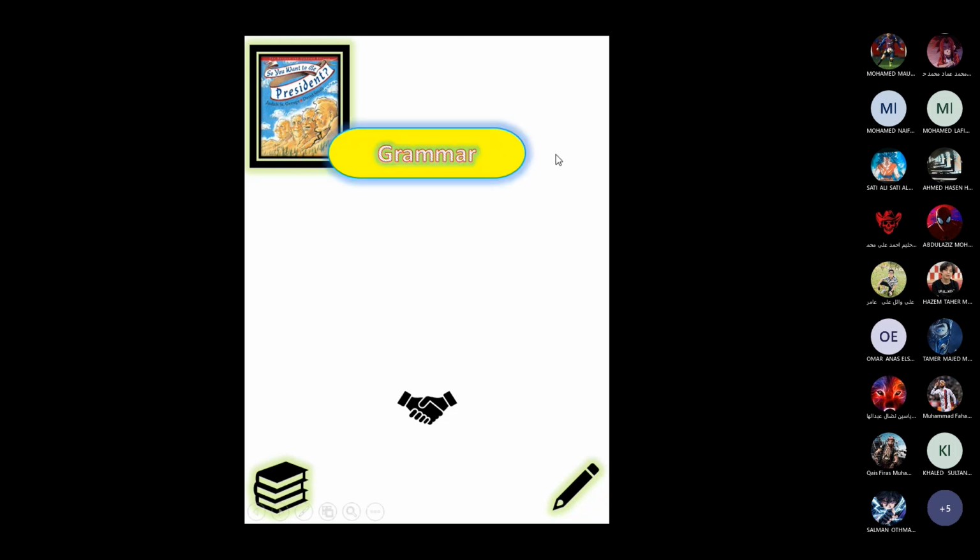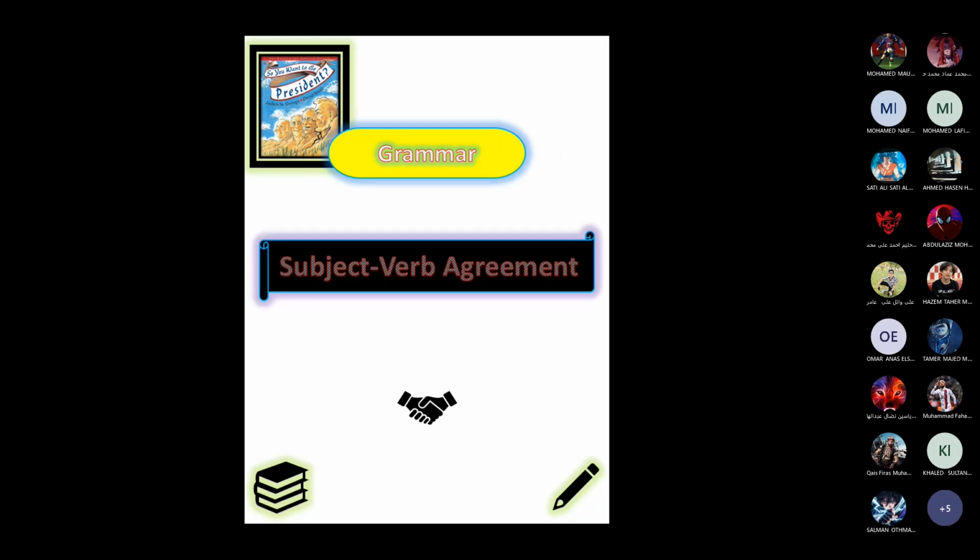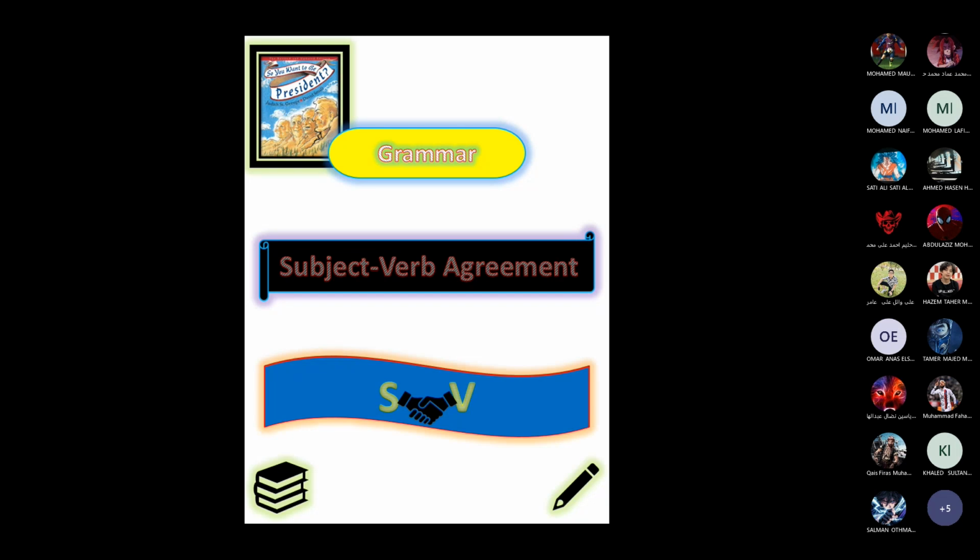And the part of today is about grammar. And we have an important lesson today. Our lesson is about subject-verb agreement. So what does that mean? What is the meaning of the subject agrees with the verb, or the verb agrees with the subject? They are shaking hands or what?